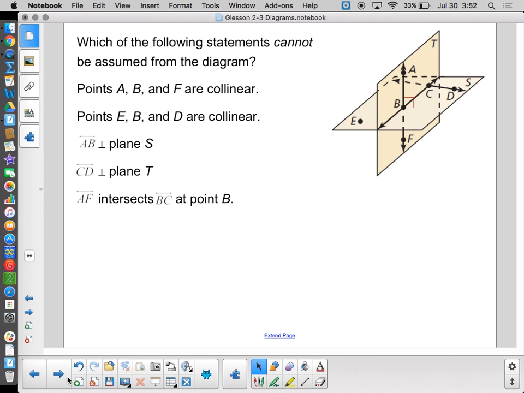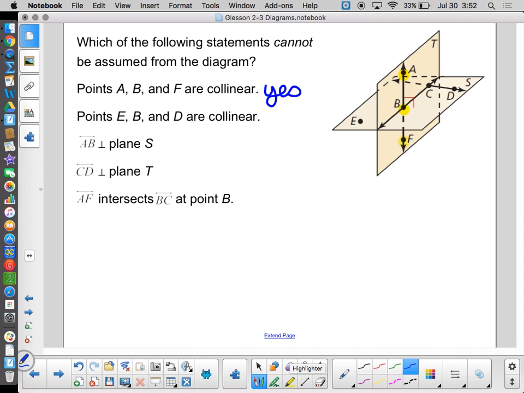Which of the following statements cannot be assumed from the diagram? Can I assume that A, B, and F are collinear? A, B, and F. Let's find those points here. A is here, B is here, F is here. Can I assume those points are collinear? Yes, I can. Why? Because they're actually drawn on the same line. That's a yes. That may be assumed.